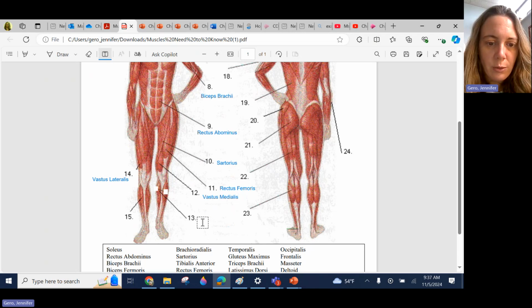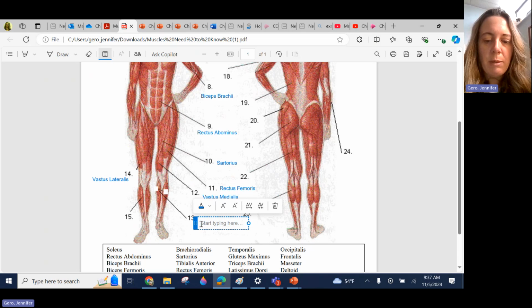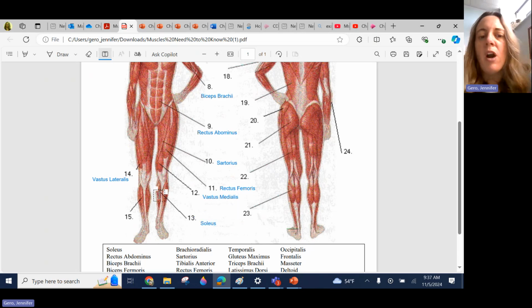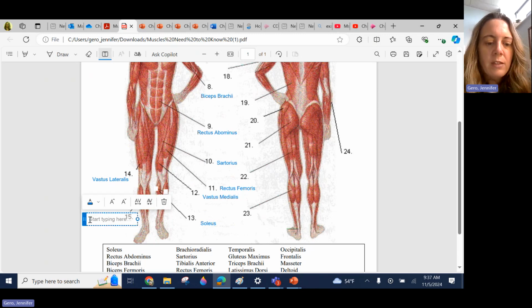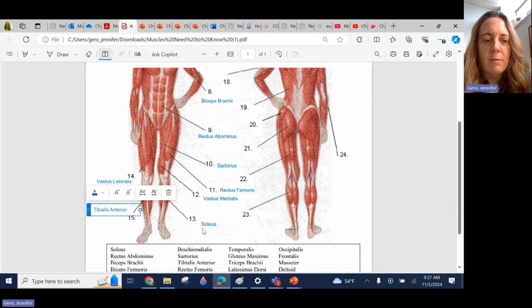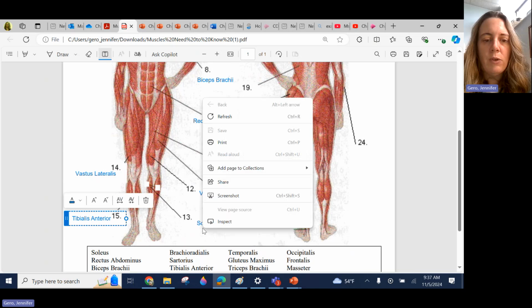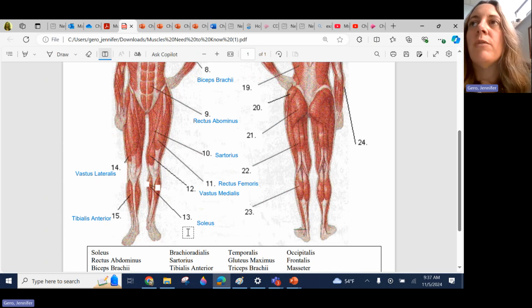All right, let's go down to 13. 13 is going to be pointing to the soleus. To me, it looks like it's a very deep part of the calf, the sole. And then 15 is closer in this image to the tibia coming down. And so that is going to be the tibialis anterior on the front of the tibia. If you pull your toe up, you can really see your tibialis anterior on the front of your shin.